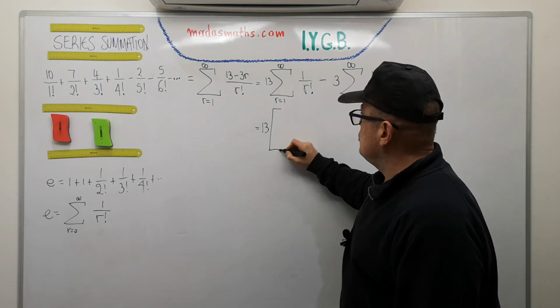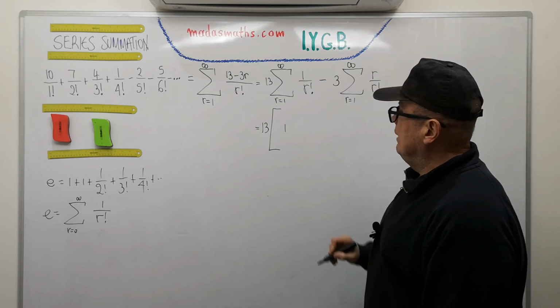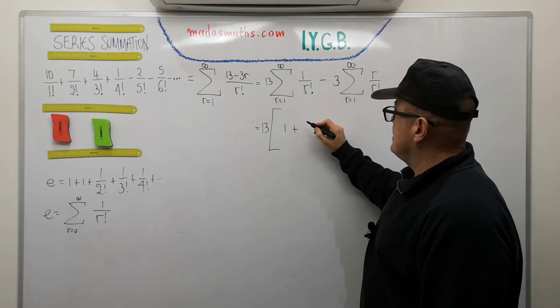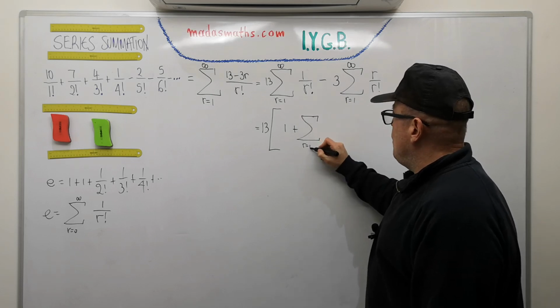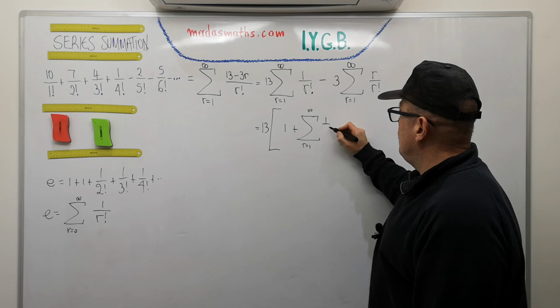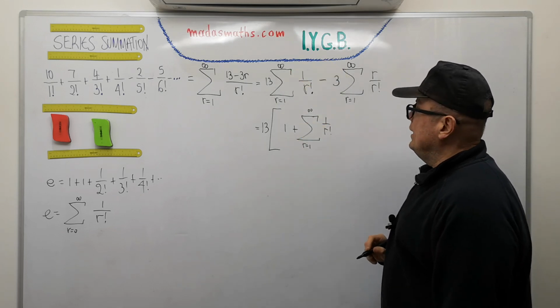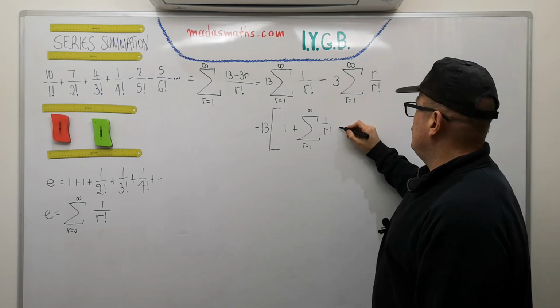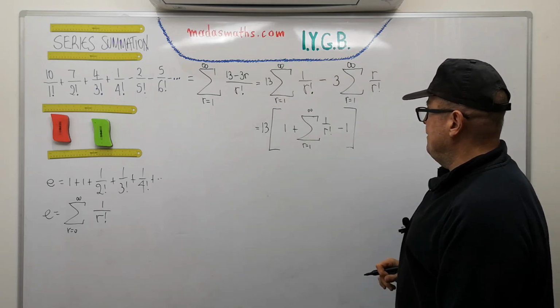I'm going to put a big square bracket, and I'm going to add 1 to this sigma from r equals 1 to infinity of 1 over r factorial. So that is, of course, that. I added 1, and of course, I'm going to subtract 1 to balance it. So that's exactly the same as this, quite clearly.